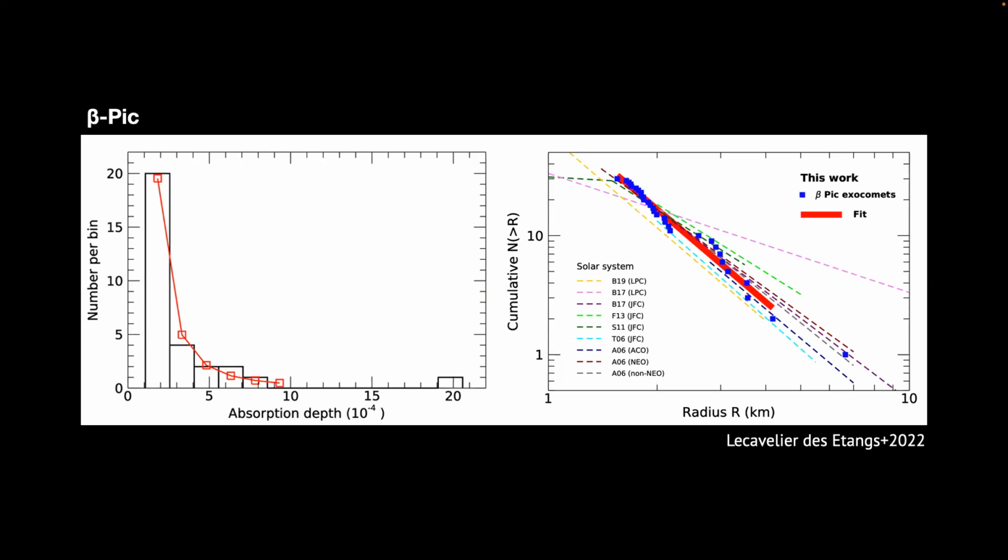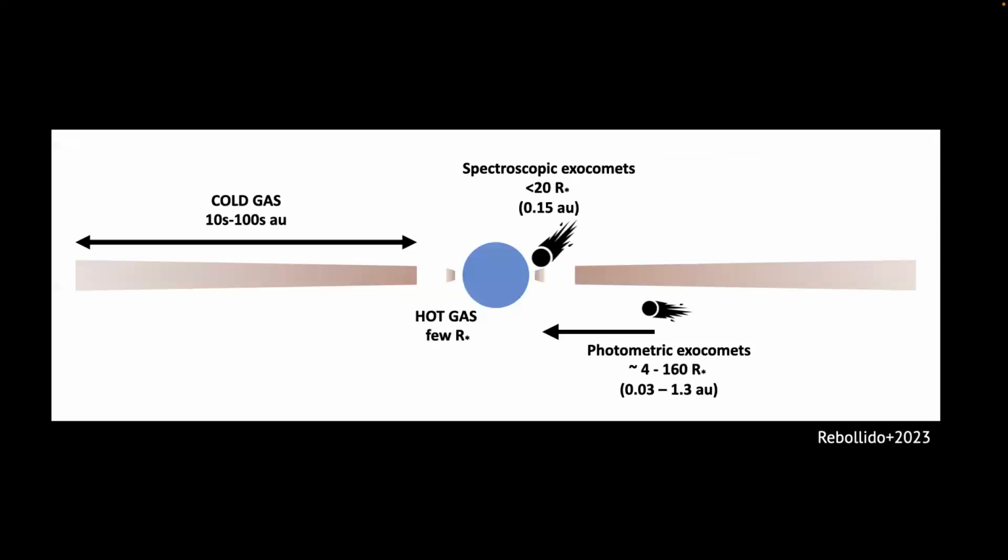So we're seeing the exocomets in spectroscopy and in photometry. Are they the same thing? Maybe, maybe not. The ranges where we see the exocomets in spectroscopy are very small. These objects are really, really close to the star, less than a few stellar radii. I put 20 there as an upper limit, but we actually think it's within 10.